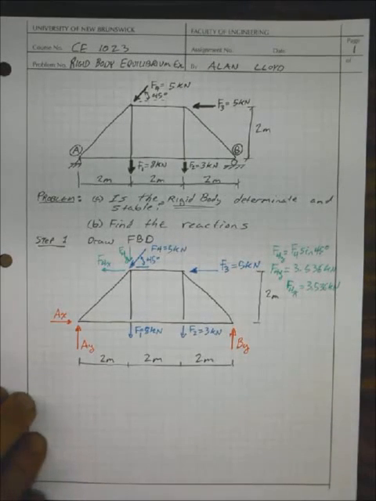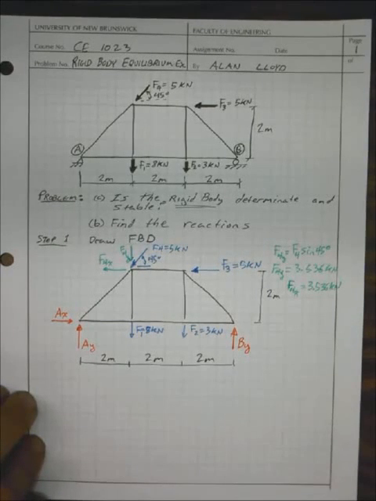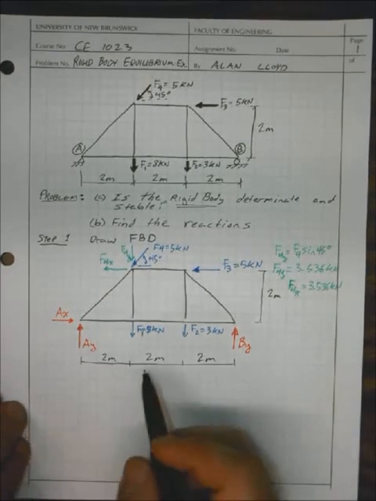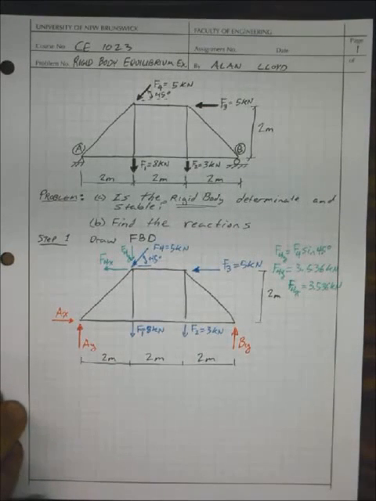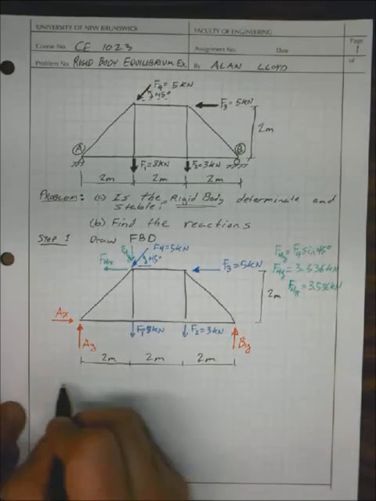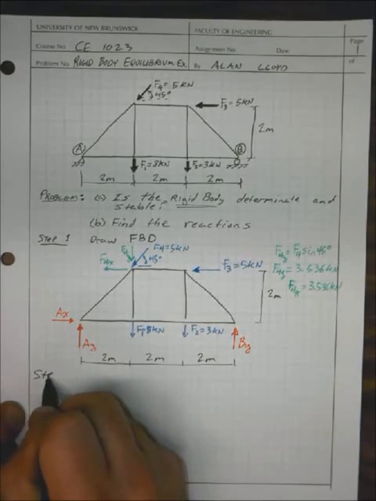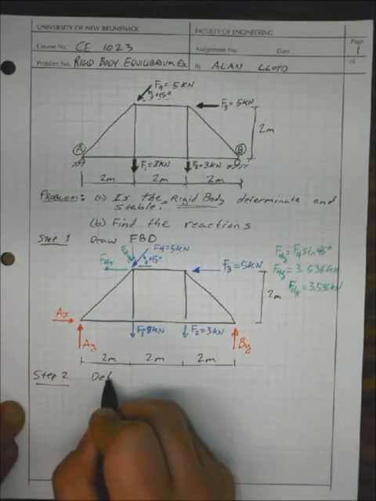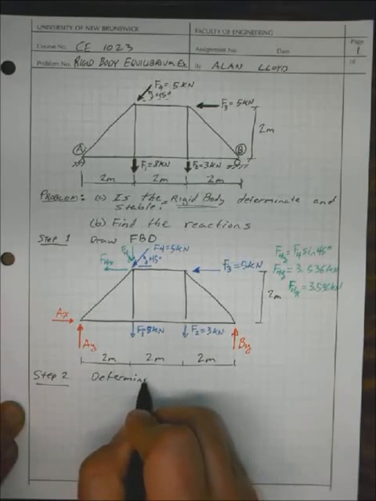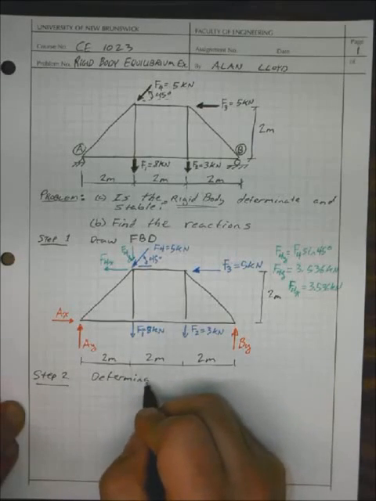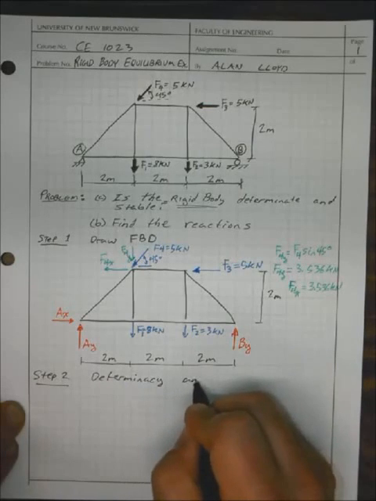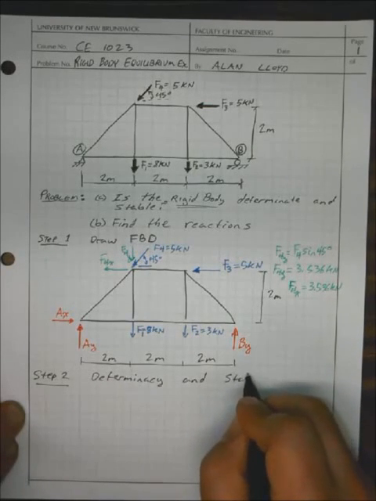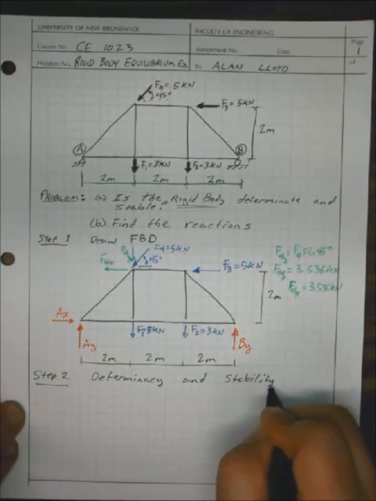At this point, we have all the necessary information in our free body diagram, and we're ready to move on to solving part A of this problem. Is it determinate, and is it stable? So step 2 is determinacy and stability.